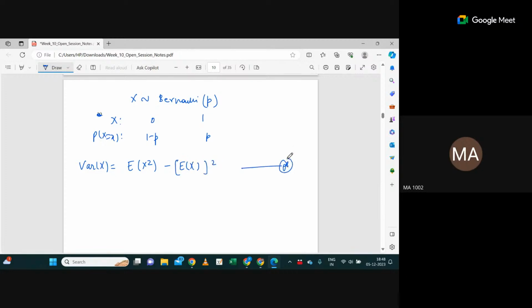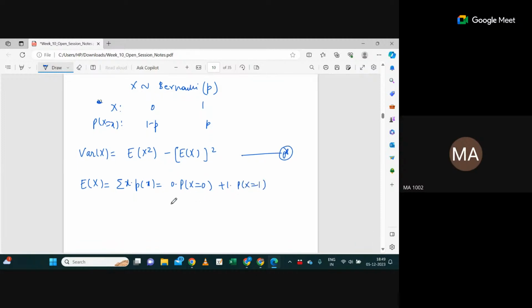Now, let's call this equation star. So what is the expectation of x? It's nothing but the summation of x into p(x). That means 0 into the probability at x equal to 0, plus 1 into the probability at x equal to 1. So it will be 0 into 1 minus p plus 1 into p, which is nothing but p, correct? So we got the expectation of x. Now what about the expectation of x square? To find it, let's say this is x, what are the possible values it will take? Again 0 and 1, right? And the probabilities are 1 minus p and p. Yes or no?